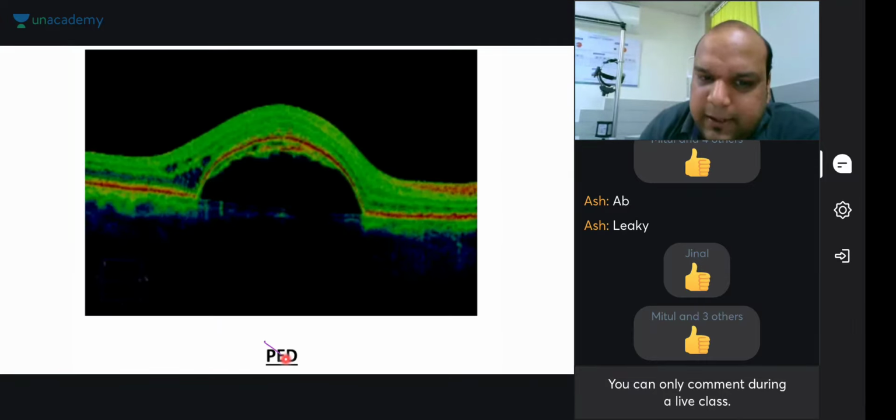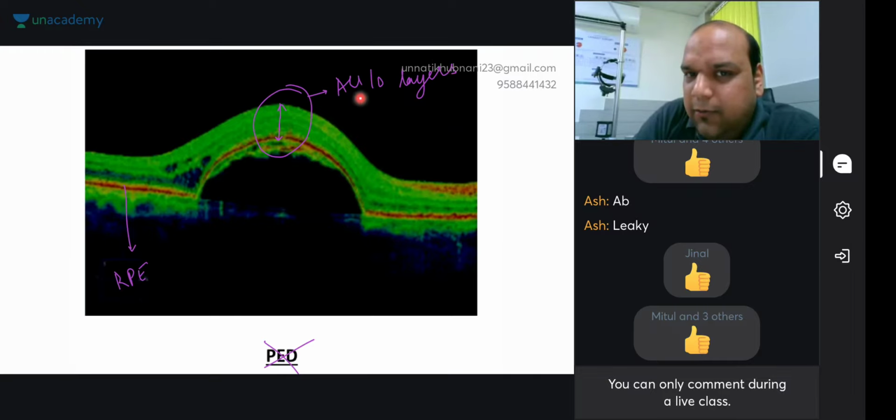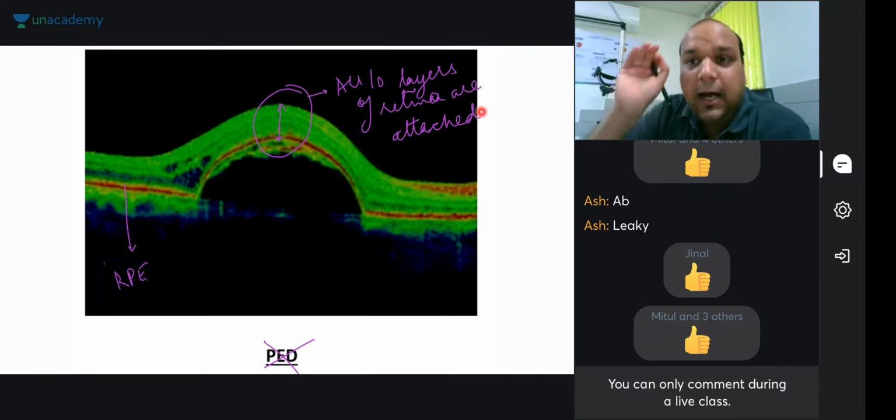Everybody, forget what is written at the bottom of the screen. What do you see in this? You see this is the red colored layer. That means this is retinal pigment epithelium. Now in this area, what do you see? That the whole of the retina, starting from the first layer to the 10th layer, is detached. So all 10 layers of retina are detached. Can you make it out, everybody?